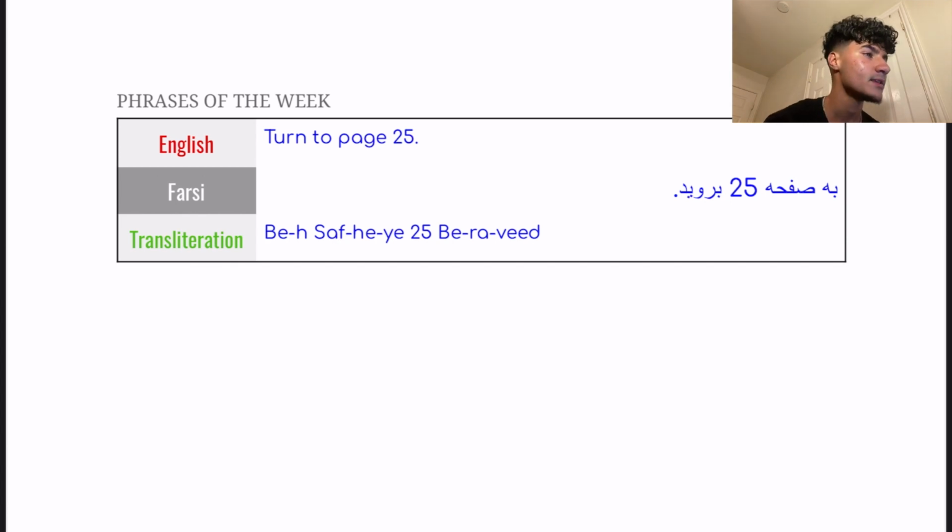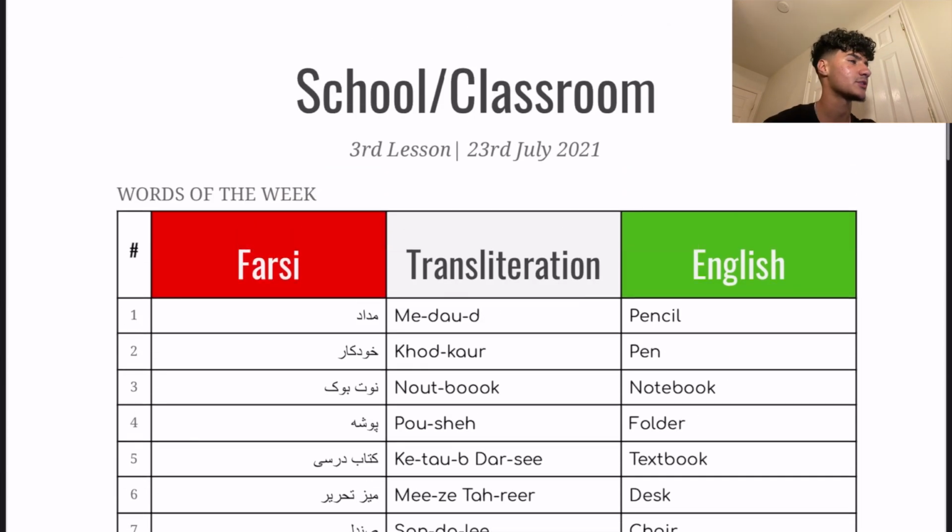chapter with. So for this one, we have turn to page 25, referring to a teacher, referring to students. Turn to page 25. Be safe 25 beravid. Let me break that down. Be safe refers to the page. 25 obviously refers to page in the number 25. And then beravid refers to turn. Be safe 25 beravid. Turn to page 25.